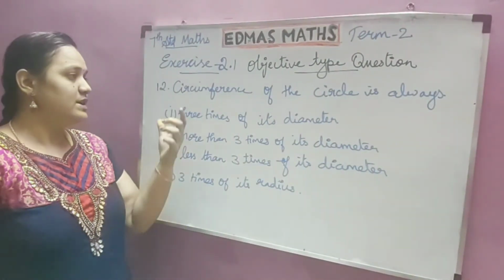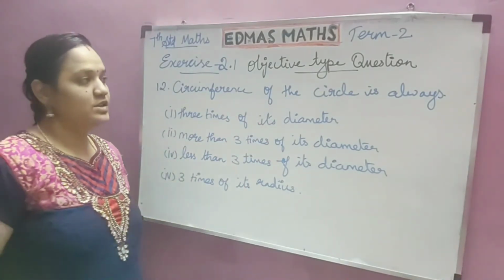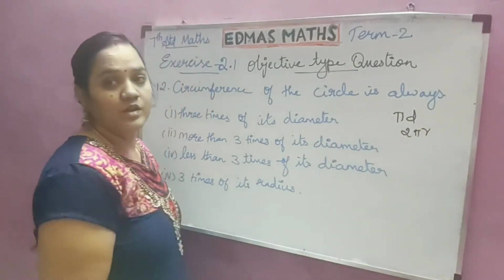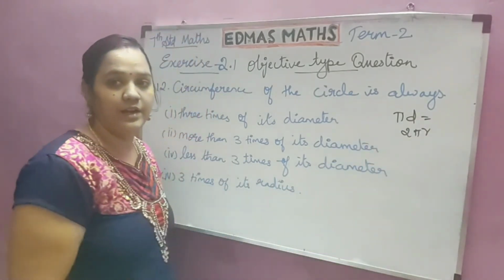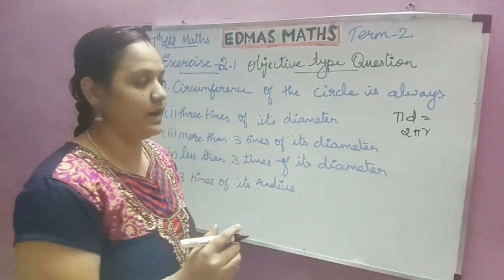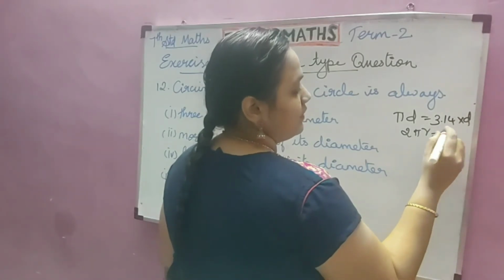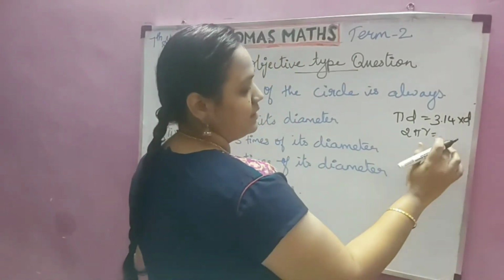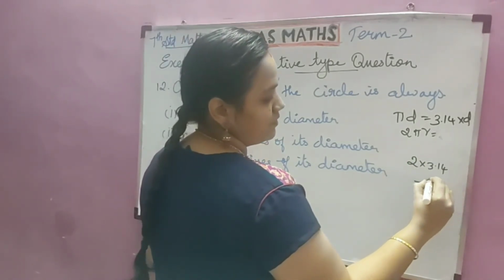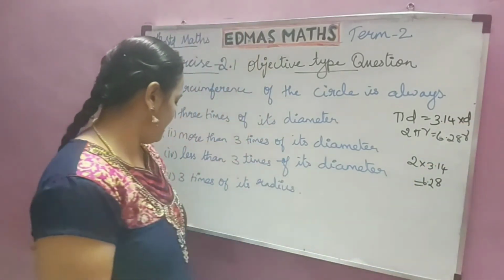The 12th question is, the circumference of the circle is always. We know the formula for circumference, right? One formula is pi d and the other one is 2 pi r. What is the pi value here? Already we know that we can write 22 by 7 as the pi value, otherwise we can write 3.14. So 2 into 3.14 is 6.28. Here 6.28 r.